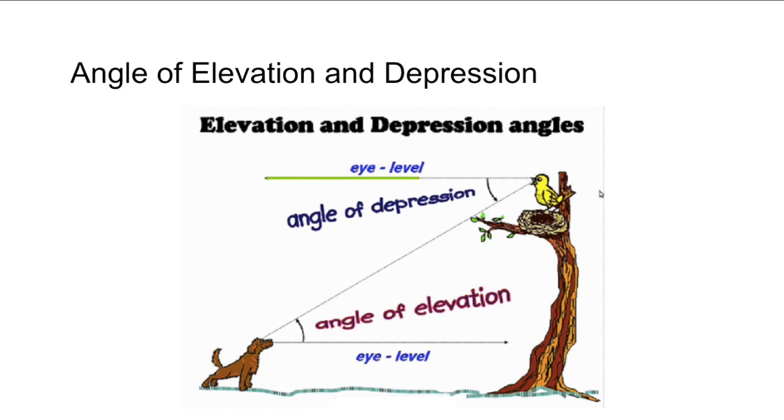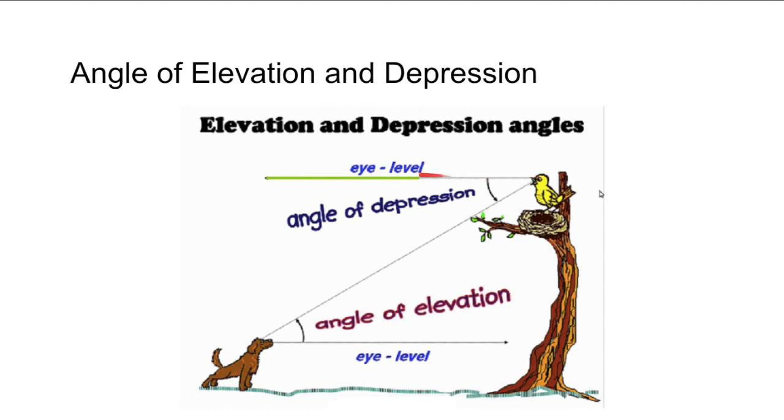So the important thing that you need to understand is that you always have this horizontal line, and it is always at basically your eye level, or they may say at a spot on the ground, but it is always a horizontal line. The way to think about this is if you were looking straight ahead, that is your eye level. If you were to look up from that, that is where you get this angle of elevation. So when you look up, that is elevating. And when you look down, that is depression.